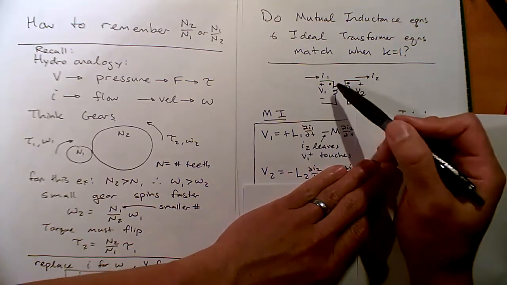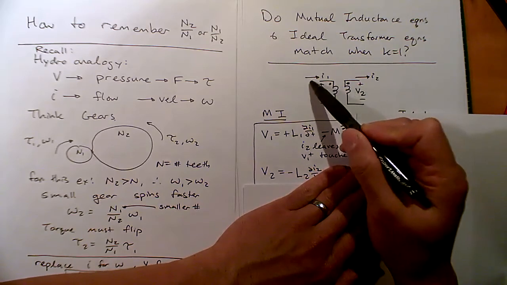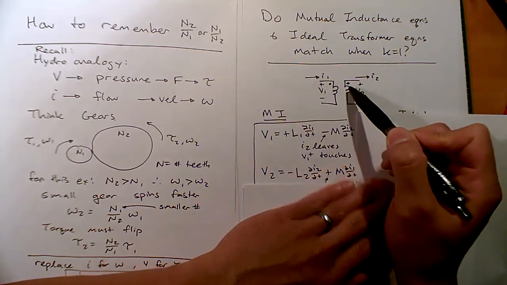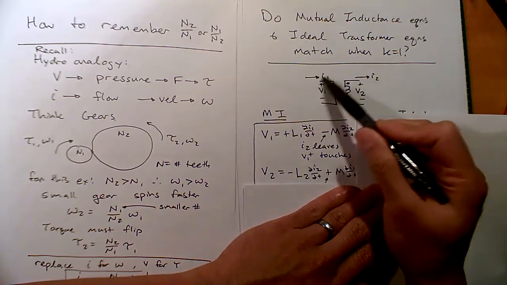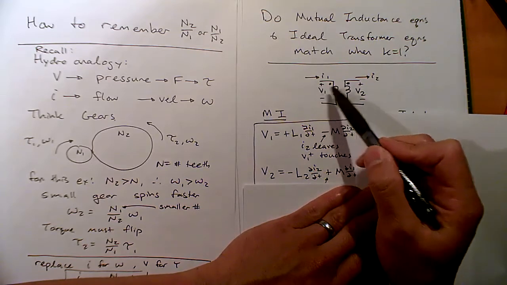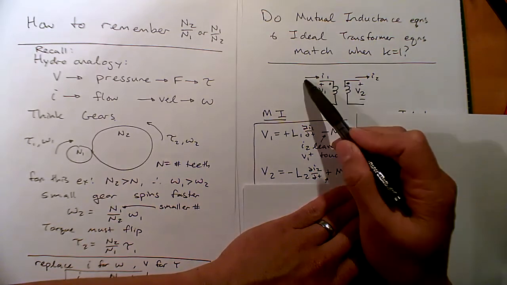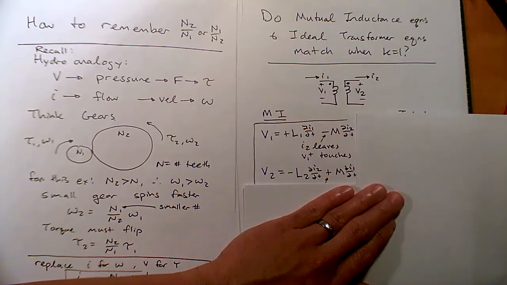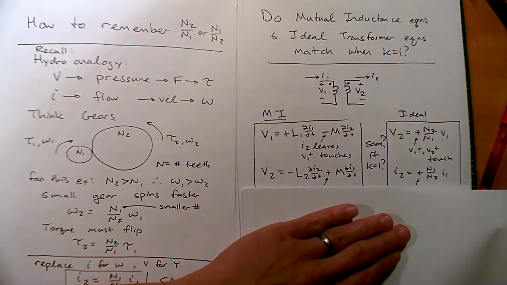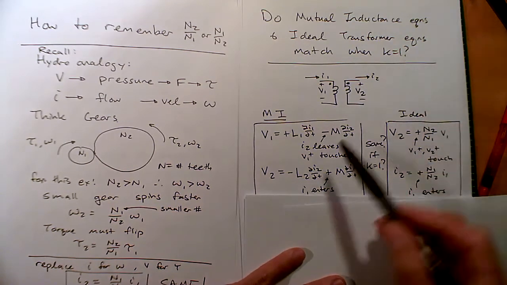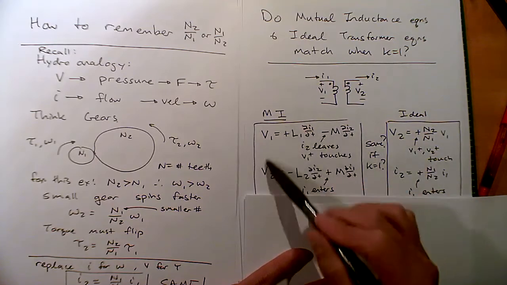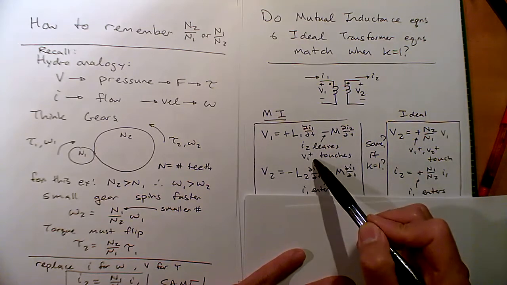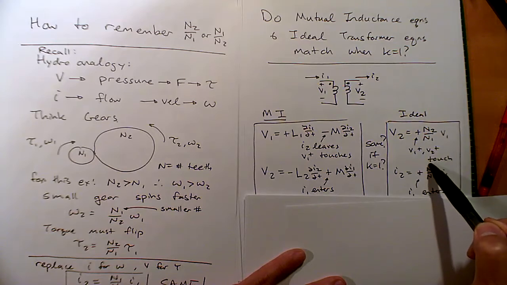Good. And then what about I1 and V2? I1's entering its dot, V2 positive touching its dot. That's a positive. Great. Okay, we just did this for the ideal transformer, right? V1, V2 positive touching, that's positive, and I1 entering, I2 leaving, that's positive. So what we should see is if K equals 1, these better match. So we better be able to start with this general version, substitute K equals 1, and get these ideal transformer equations, right?